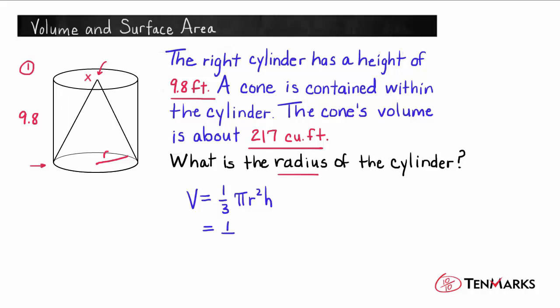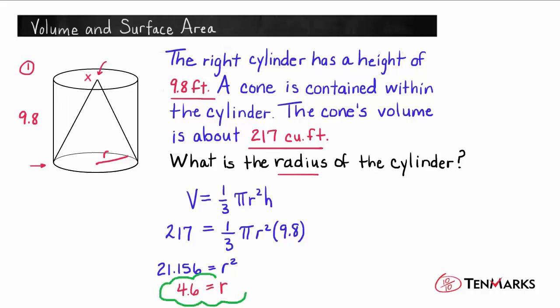We know that 1/3 times pi times the radius squared times our 9.8 feet is going to give us about 217 cubic feet. And if we solve for r squared using 3.14 for pi, we get approximately 21.156. And if we take the square root of both sides and round to the nearest tenth of a foot, we get that the radius of the cylinder is about 4.6 feet.